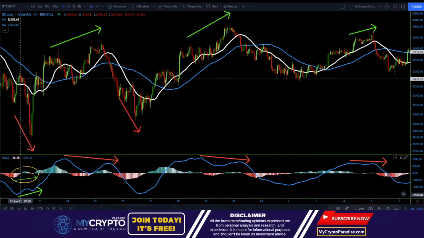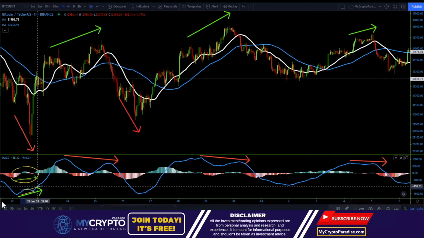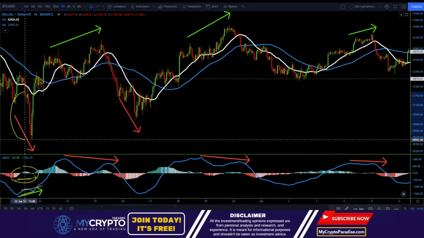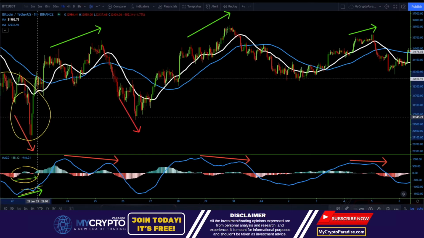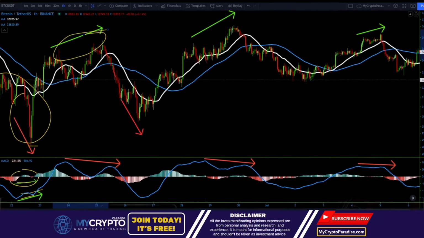So not only can MACD print a bullish or bearish divergence, we can also use the MACD histogram. Here we have a double bullish divergence, indicating the strength of the potential reversal. And in fact, price never went below this level, even after forming a bearish divergence.